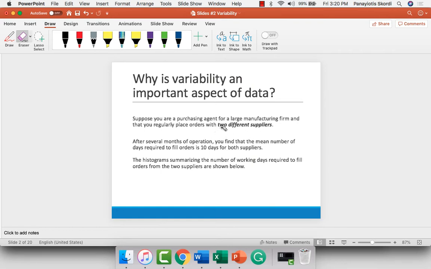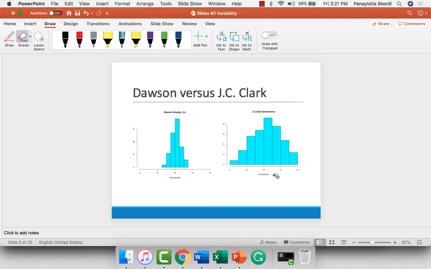Suppose you're a purchasing agent for a large manufacturing firm and that you regularly place orders with two different suppliers. After several months of operation, you find that the mean number of days required to fill orders is 10 days for both suppliers. So whatever you're getting from them, it takes an average of 10 days for them to deliver it. The histograms on the following page show us basically more information. They summarize the number of working days, the spreads and everything. So let's have a look.